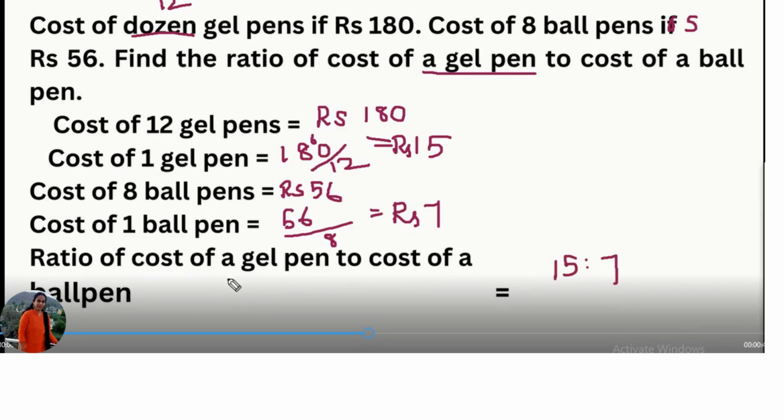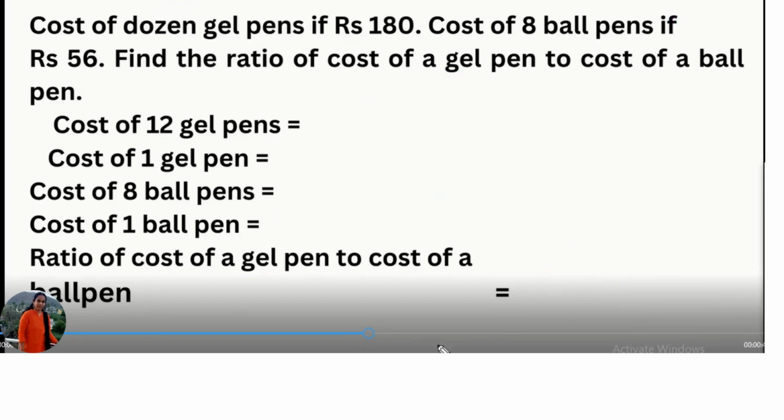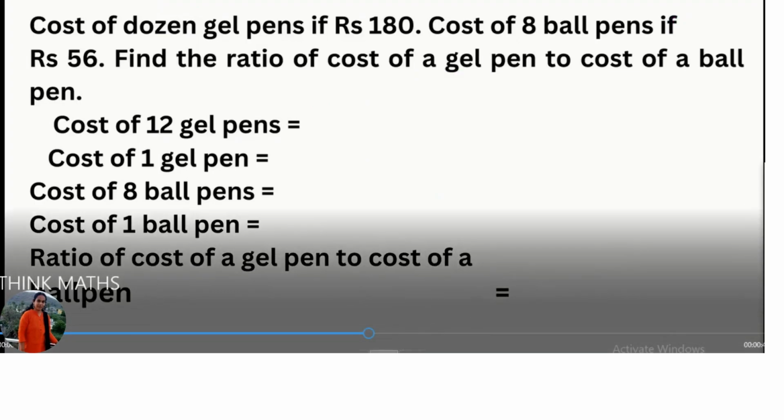Okay. So first they gave the cost of a gel pen. So we have to write the cost of gel pen at first, then cost of a ball pen. We cannot change the order. Okay children, can you understand? So next question.